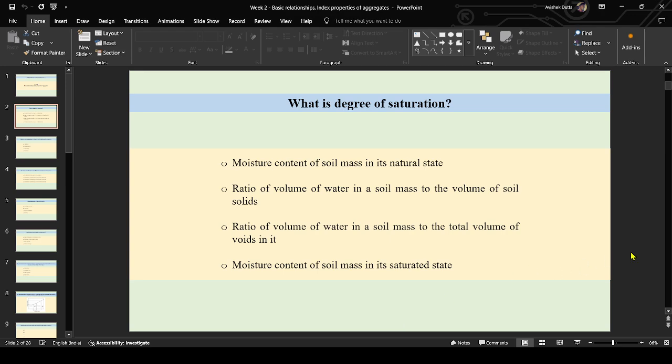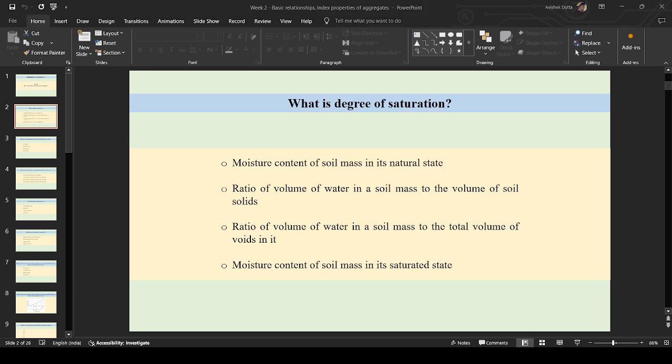I repeat once again, what is degree of saturation? The options are moisture content of soil mass in its natural state, ratio of volume of water in a soil mass to the volume of soil solids, ratio of volume of water in a soil mass to the total volume of voids in it, and the last option is moisture content of soil mass in its saturated state. I hope it's clear. I'll go to the next question.